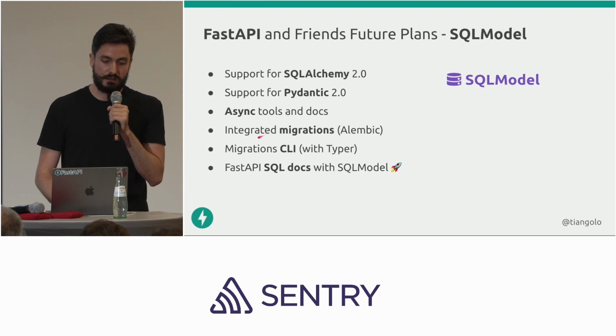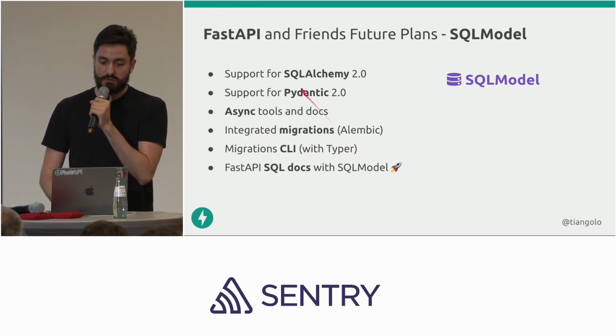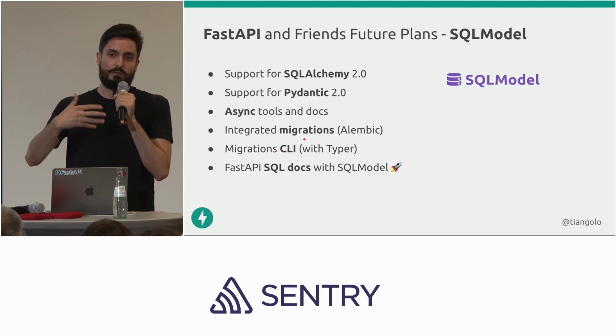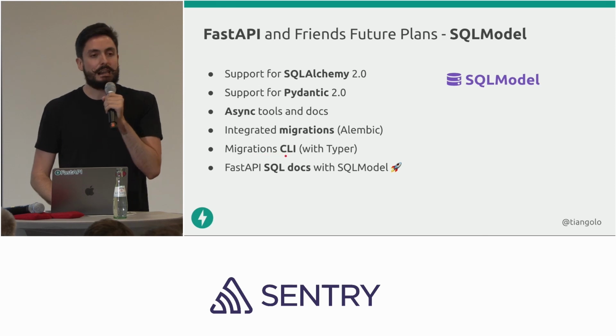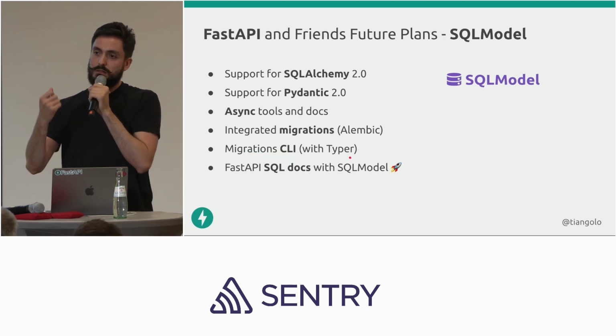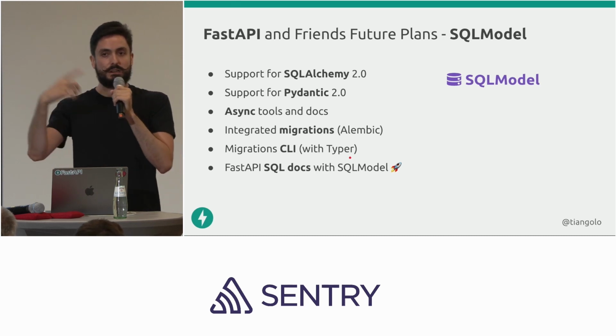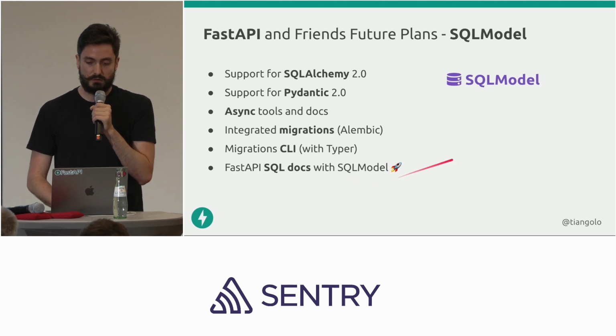There are also going to be integrated migrations, again using Alembic, which is the tool that you would use for SQLAlchemy, but it's going to be integrated into the code for SQLModel, and also a CLI for running the migrations built with Typer, which means that you will have auto-completion in the shell, in the terminal, when you're trying to run the migrations and things like that. Also, the SQL docs for FastAPI are going to use SQLModel.